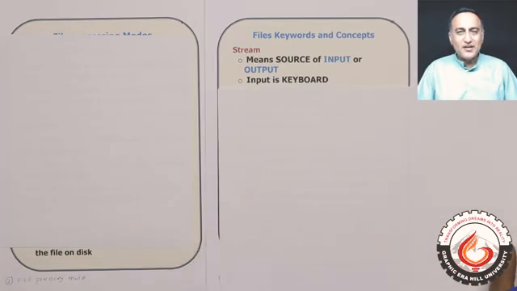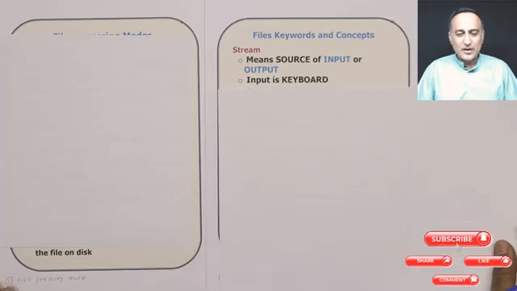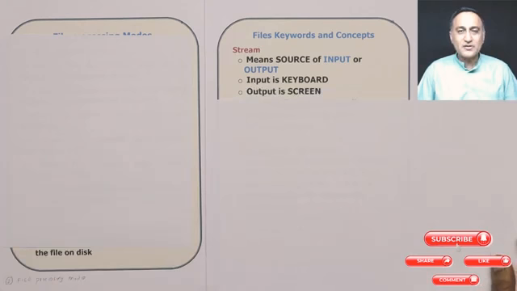So the standard input device in C programming is your keyboard, and the standard input stream happens to be your keyboard. An example of your standard output device or your standard output stream is your screen. Similarly, when we are writing programs and getting errors, the errors were shown on your screen. Therefore, the standard error stream showing you the error is also your screen.